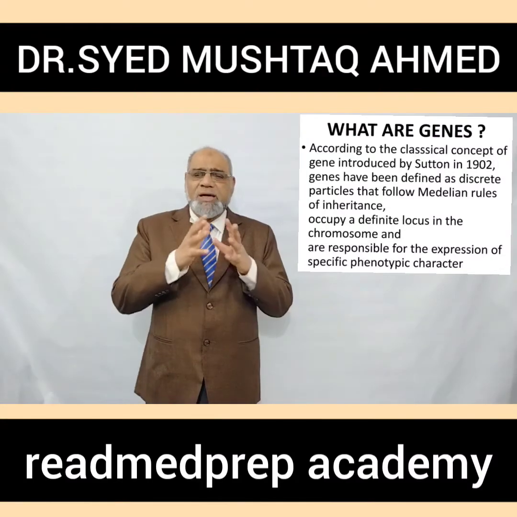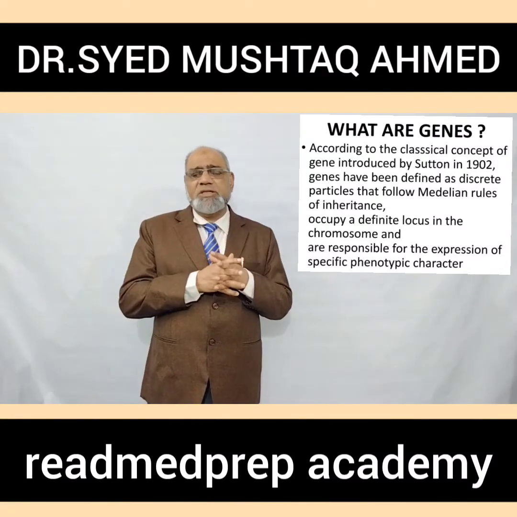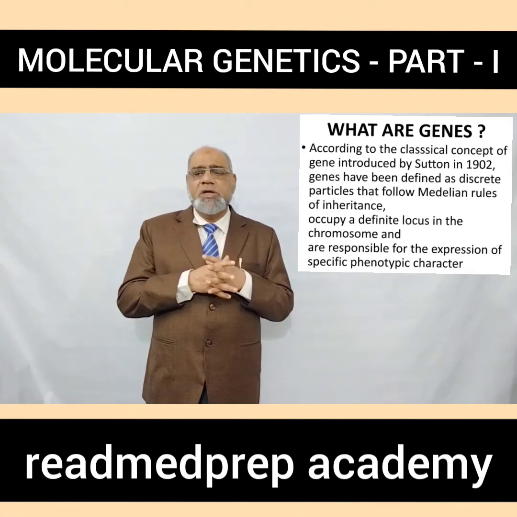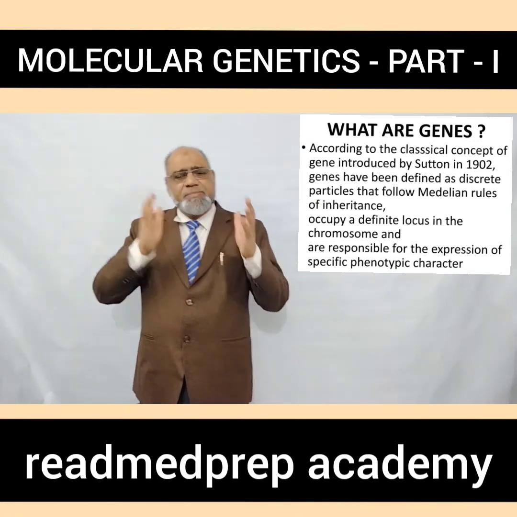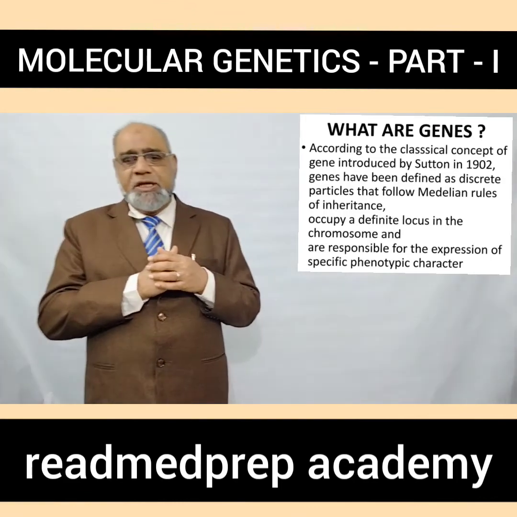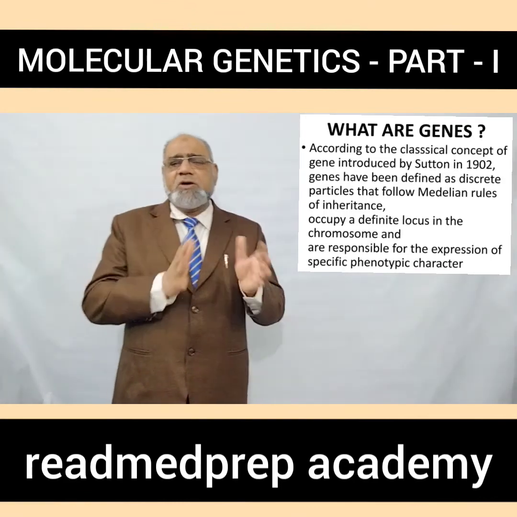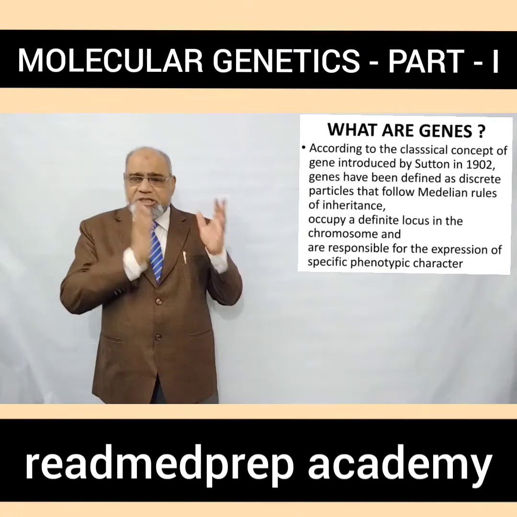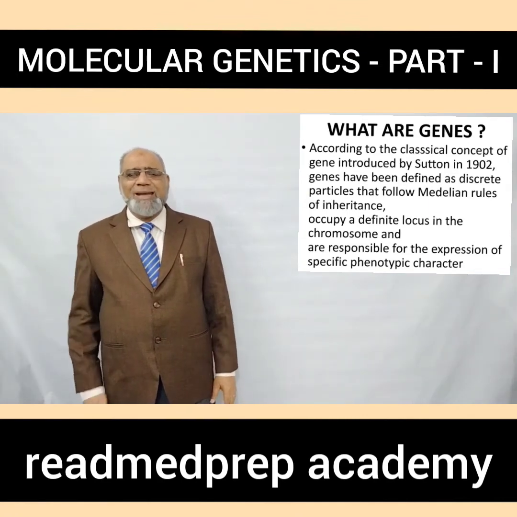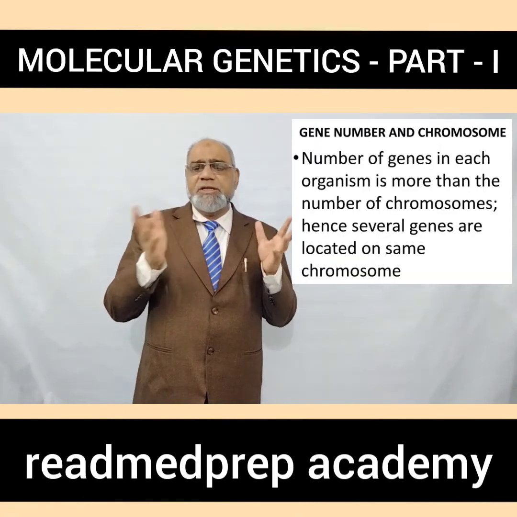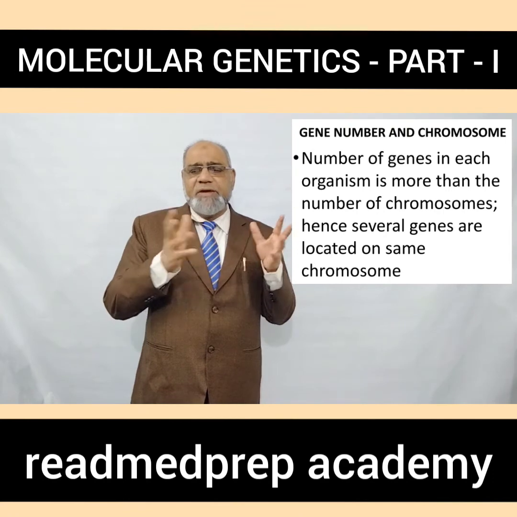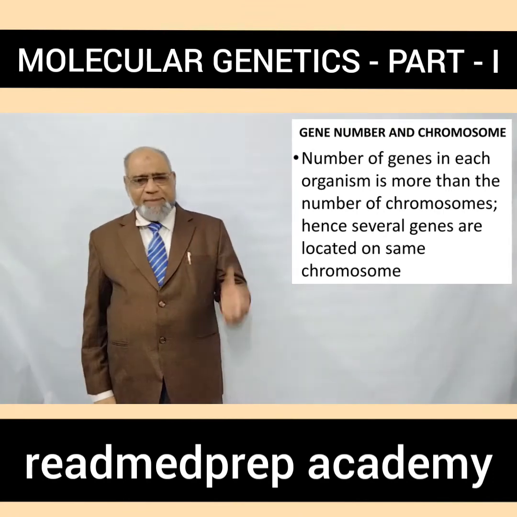What are genes? According to the classical concept of the gene introduced by Sutton in 1902, genes have been defined as discrete particles that follow the Mendelian rules of inheritance. They occupy a definite locus in the chromosome and are responsible for the expression of a specific phenotypic character. The number of genes in each organism outnumbers the number of chromosomes. Hence, several genes are located on the same chromosome.